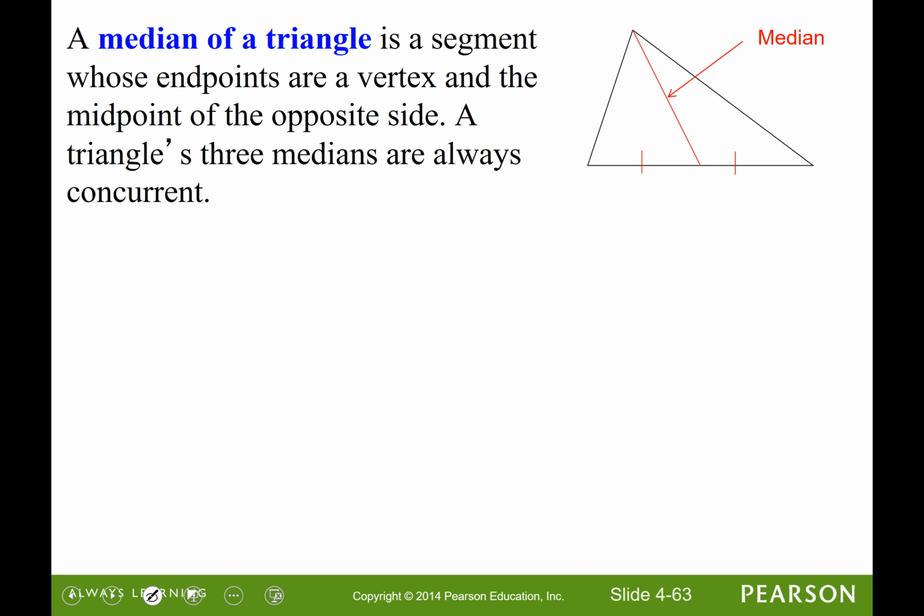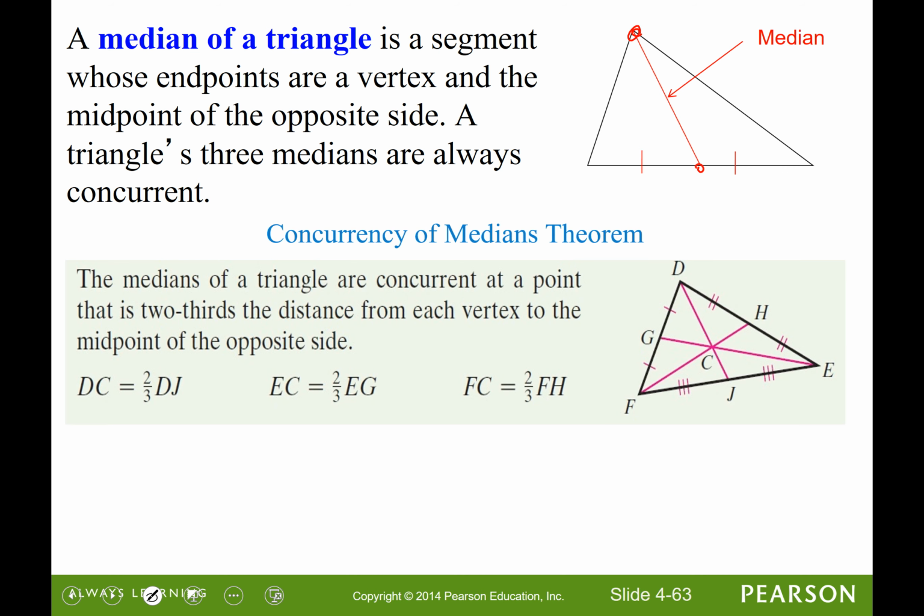A median of a triangle is a segment whose endpoints are a vertex and the midpoint of the opposite side. So you can see the median here. Its endpoints are the vertex of the triangle and the midpoint of the opposite side. A triangle has 3 medians, and all of those lines are concurrent. That means they meet at one point, called a point of concurrency.